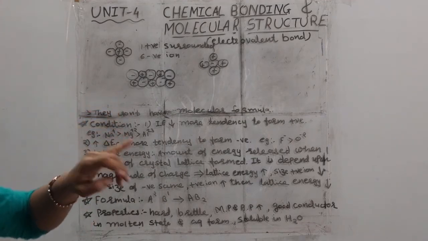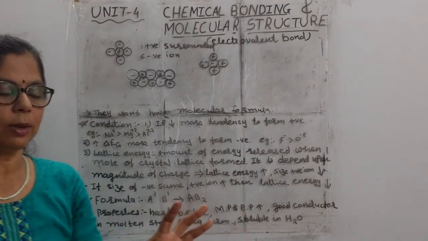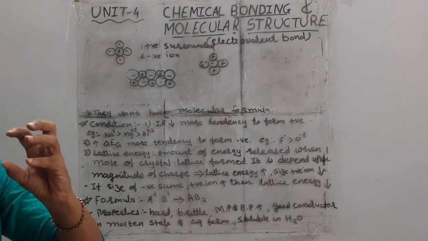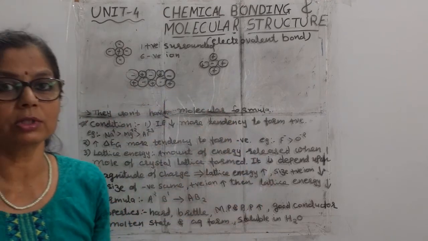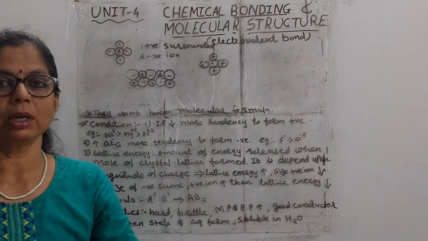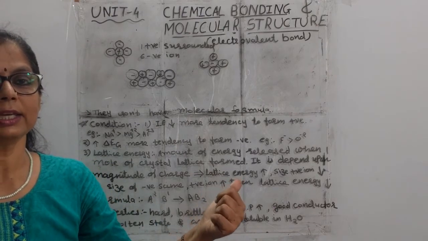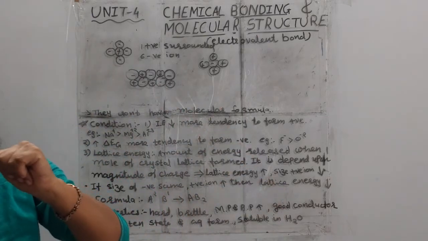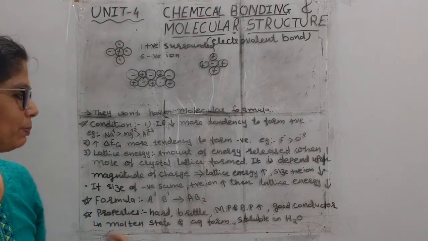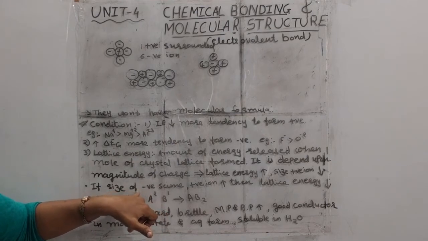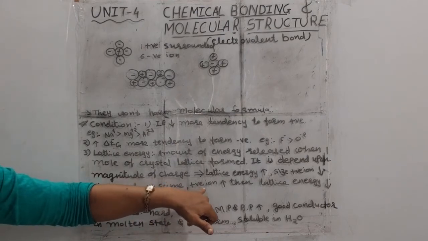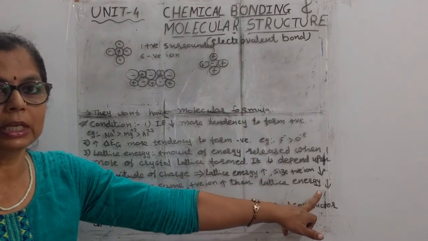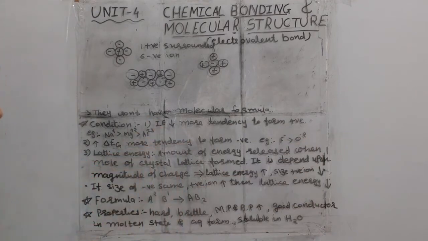So suppose the size of the anion is the same and the cation size increases, because the size of the cation is already very small. That you have studied in the third chapter, that the cation is smaller than the parent atom and the anion is larger than the parent atom. That you have already studied in chapter 3. So if we keep the size of the anion the same and increase the size of the cation, then also the lattice enthalpy decreases. So this is the condition.